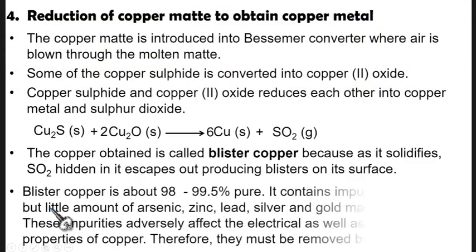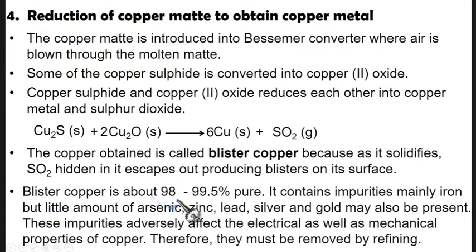Blister copper is about 98 to 99.5% pure. So it is not yet 100% pure. It contains impurities, mainly iron, but small amounts of arsenic, zinc, lead, silver, and gold may also be present. So it also contains some other impurities.